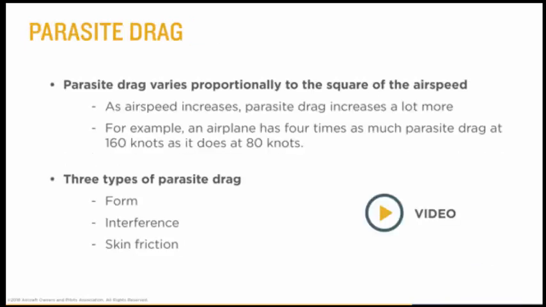Alright, so the first type, parasitic drag, is a part of the aircraft that is caused by any aircraft surface that deflects or interferes with the smooth airflow around the plane. The faster an airplane flies, the greater the parasite drag. If you double the airspeed, the parasite drag quadruples. For example, an airplane has 4 times as much parasite drag at 160 knots than it does at 80 knots. So we're going to watch this video.